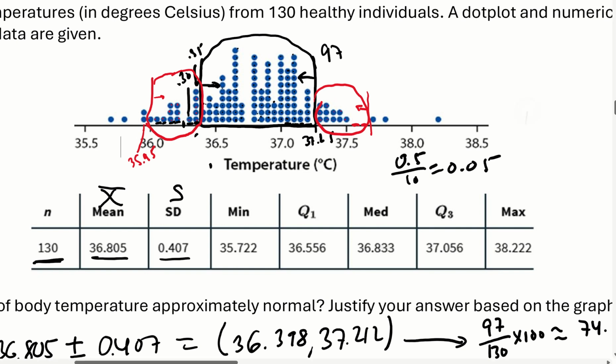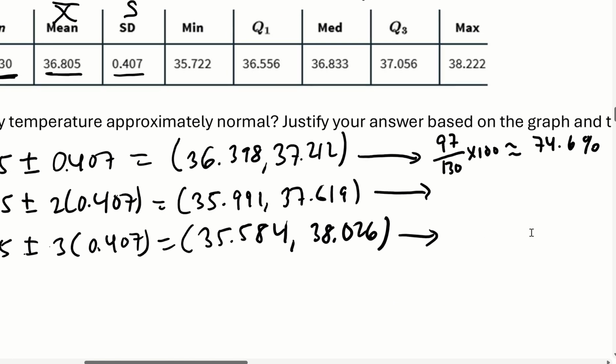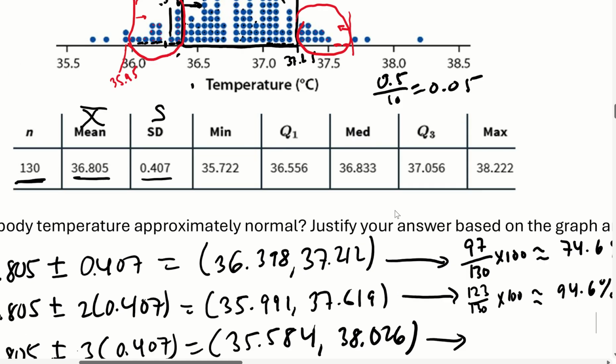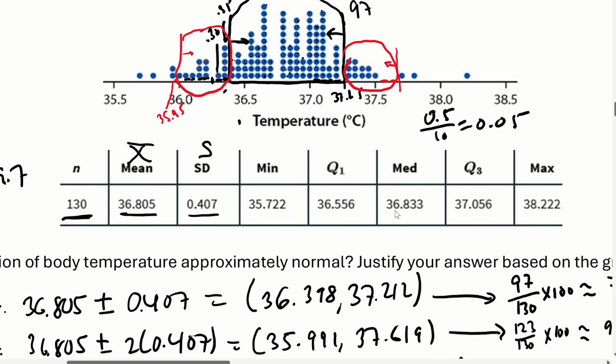So let's see. So let's go over there then. So we got 123. So that's about 94.6%. That's close to 95. All right, so then 35.58 and 38.02. Now 35.58, that's really close to that. So that's like right around there. So basically all of that.